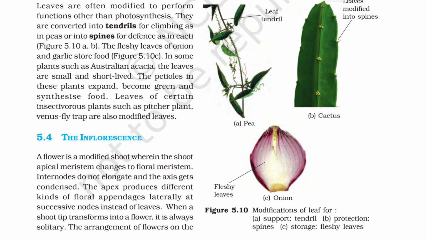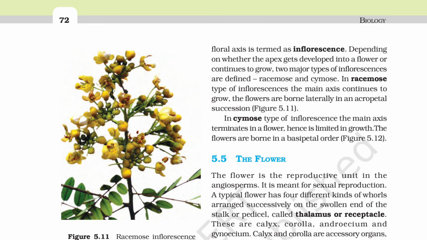The inflorescence. A flower is a modified shoot wherein the shoot apical meristem changes to floral meristem. Internodes do not elongate and the axis gets condensed. The apex produces different kinds of floral appendages laterally at successive nodes instead of leaves. When a shoot tip transforms into a flower, it is always solitary. The arrangement of flowers on the floral axis is termed as inflorescence.